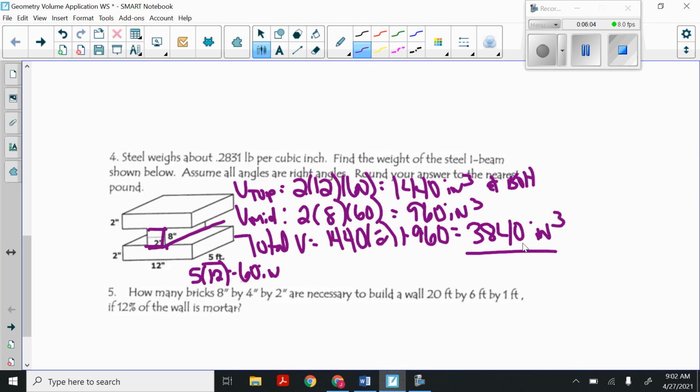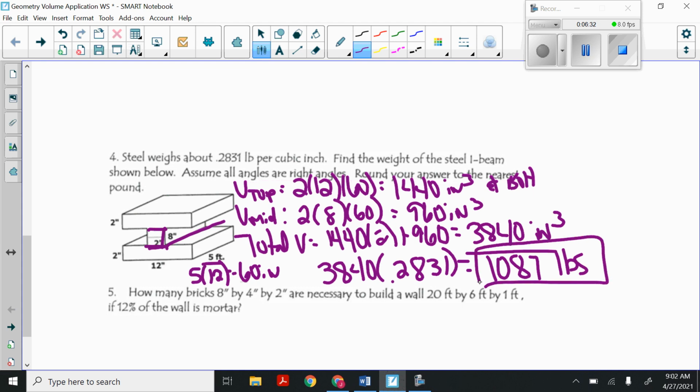Now, steel weighs about 0.2831 pounds per cubic inch. So I want to multiply 3840 times 0.2831, and we get 1,087. It says to the nearest pound, so 1,087 pounds is how much our I-beam is going to weigh.